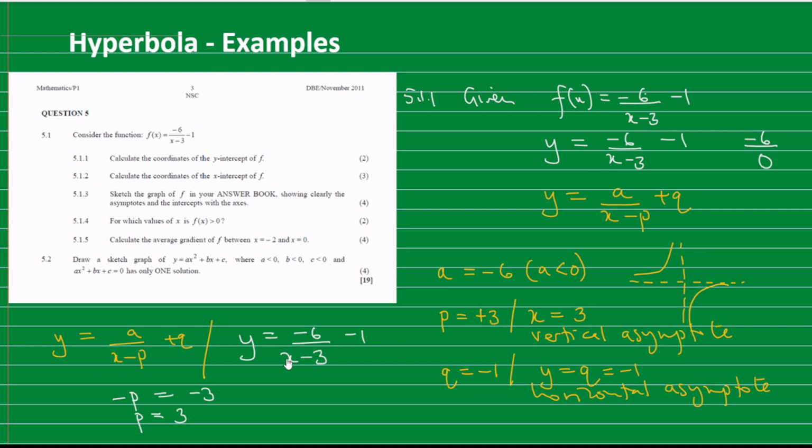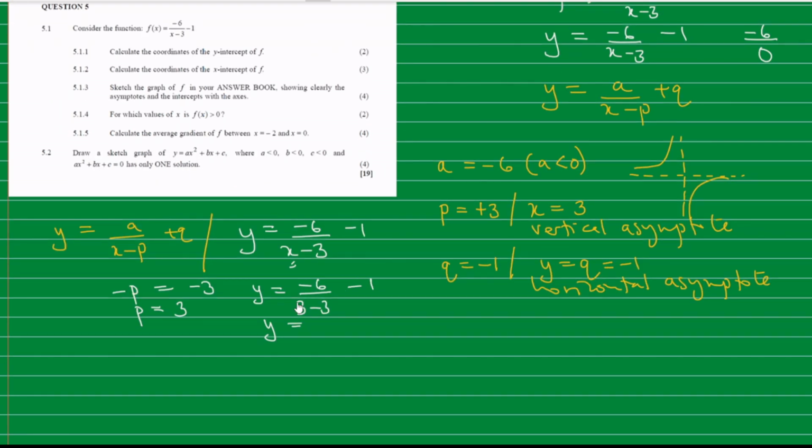our equation is going to be y is equal to negative 6 over 3 minus 3, minus 1. Now 3 minus 3 will give us a 0. That will give us y is equal to negative 6 over 0. Now negative 6 over 0 is undefined. We don't have a value for that. When you punch it in a calculator, it will give us undefined.